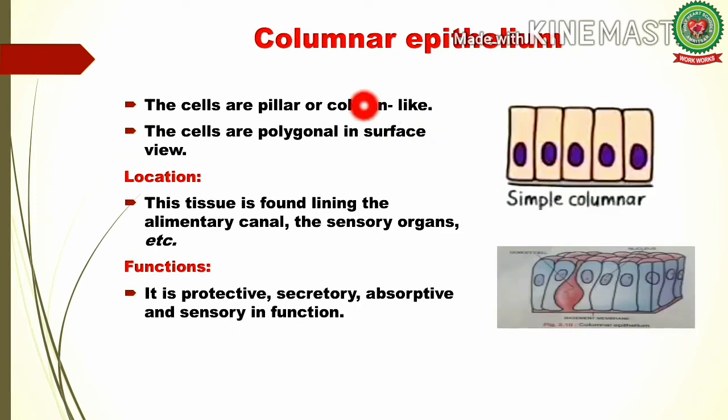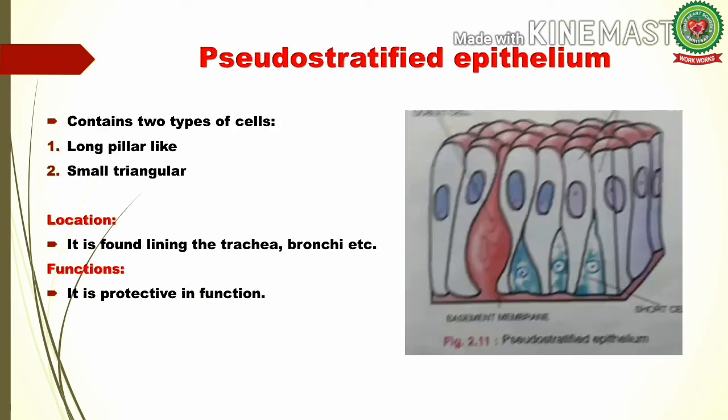Now students, what is columnar epithelial tissue? In columnar epithelial tissue, the cells are pillar or column-like and the cells are polygonal in surface view. If we talk about location, this tissue is found lining the alimentary canal and the sensory organs. If we talk about functions, it is protective, secretory as it secretes digestive enzymes, absorptive as it has microvilli on its surface, so it increases the surface area and helps in the absorption of digested food, and is sensory in function.